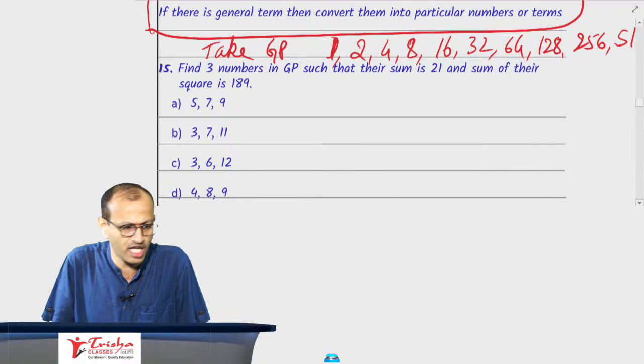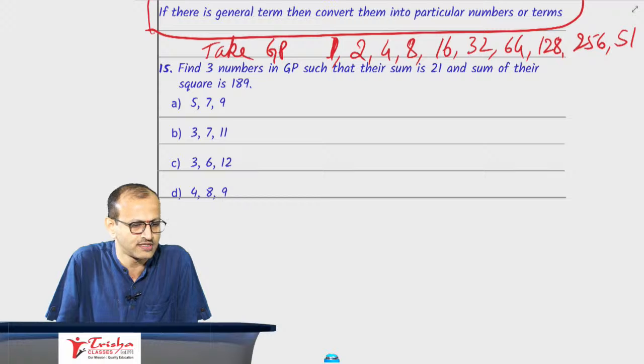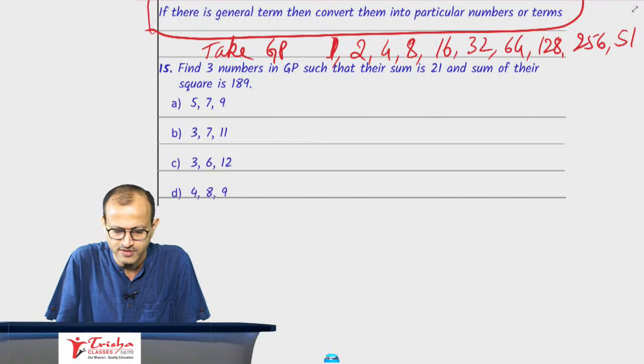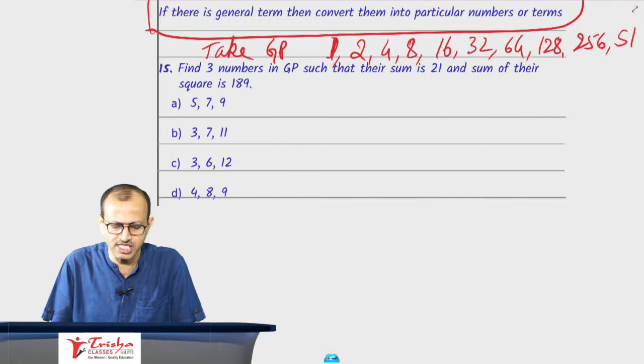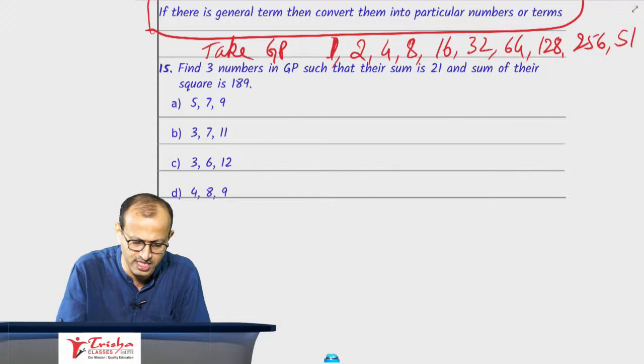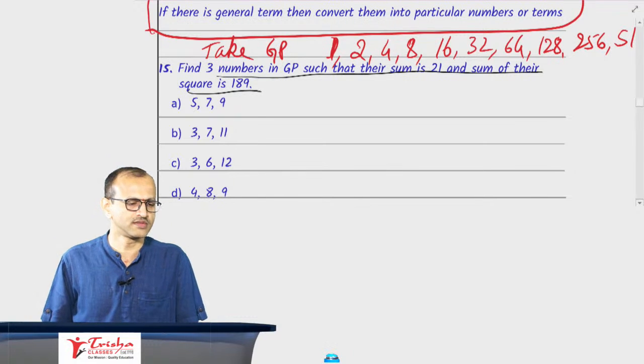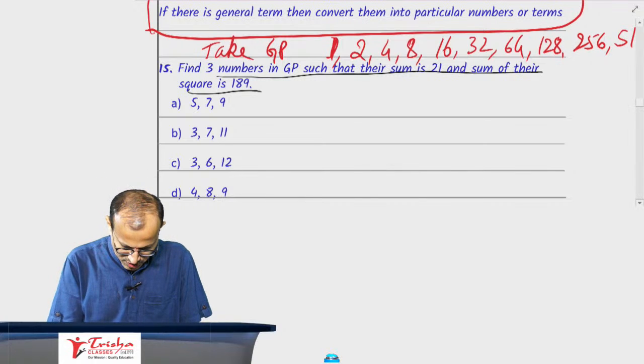15th question. All of you go for the 15th question. Find 3 numbers in GP. Sum is 21. Sum of their squares is 189. Though there are many methods to work it out, what is the best method? Can anyone tell me? Substitute. That's all. I will do the substitution.